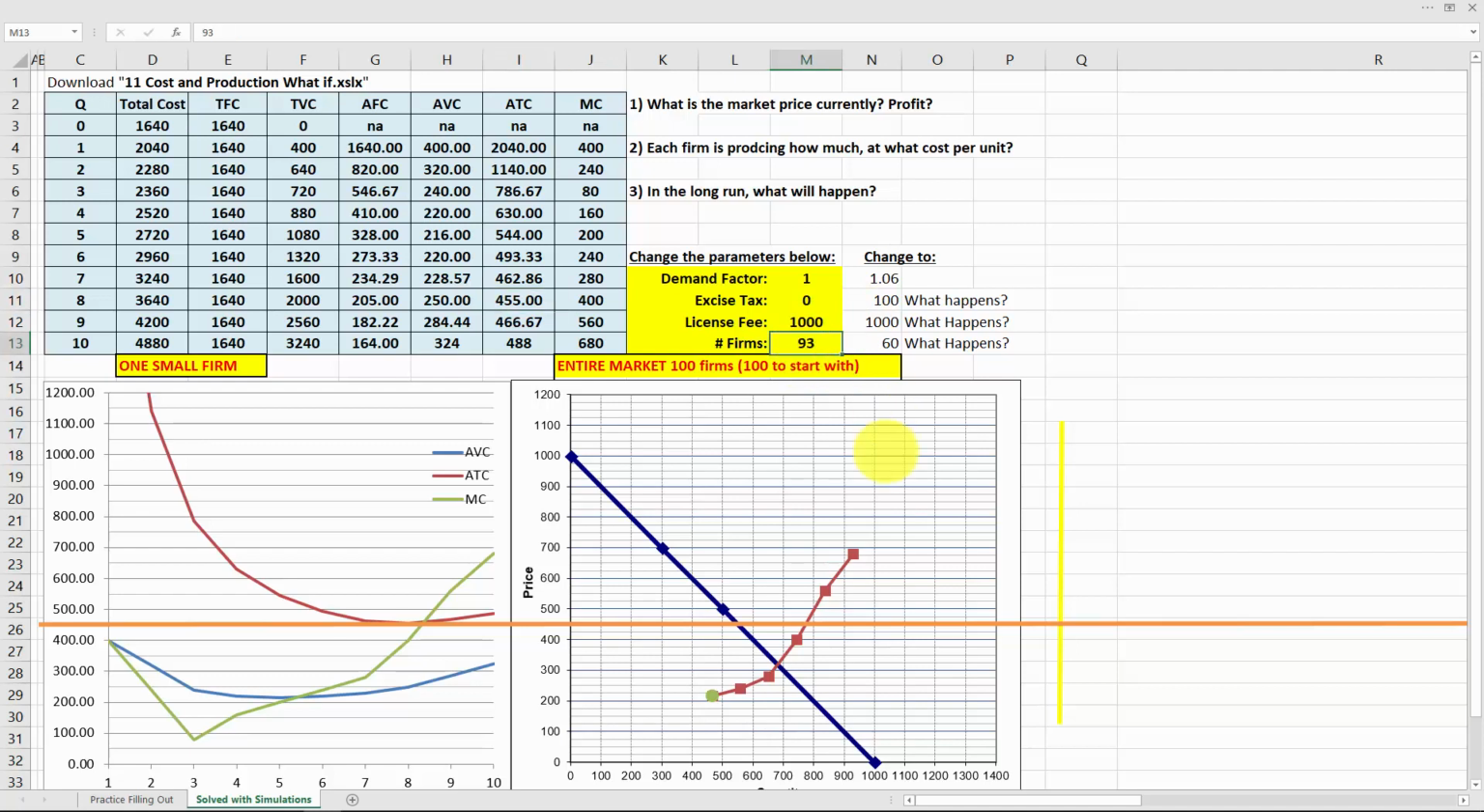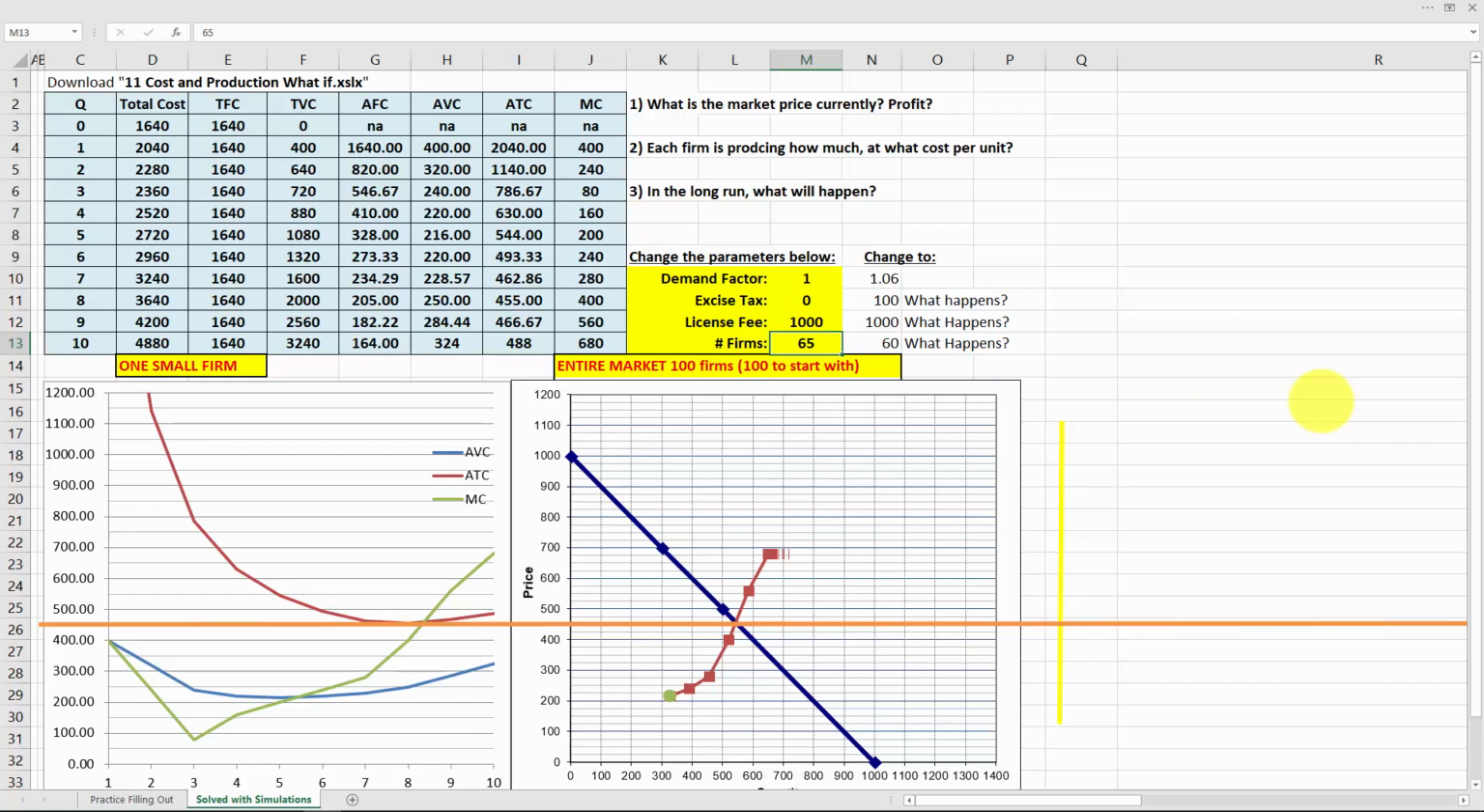So in the long run, we're going to have to see this supply curve decrease as firms drop out of the market. Maybe 80 firms? Nope, not enough. 70 firms? It still looks like that equilibrium is below, so 65 firms? That looks pretty close. So this license fee of $1,000 is going to drive 93 minus 65, about 28 of these firms out of business.